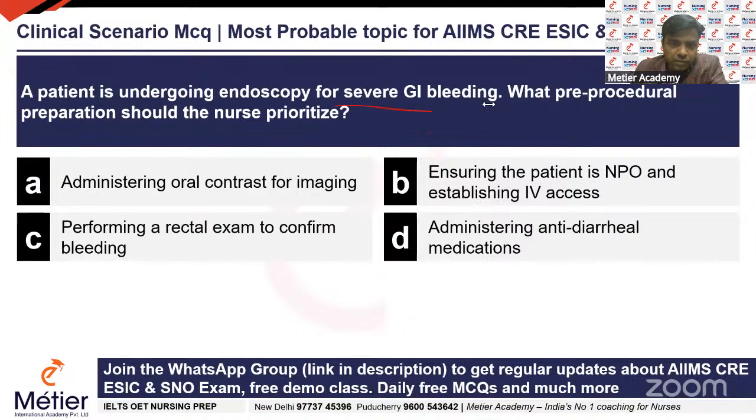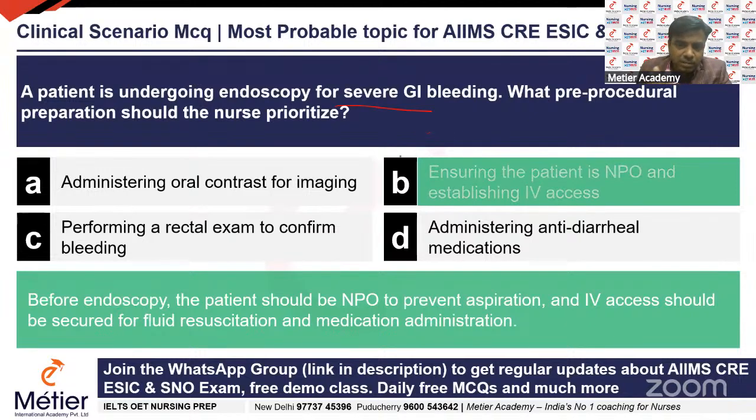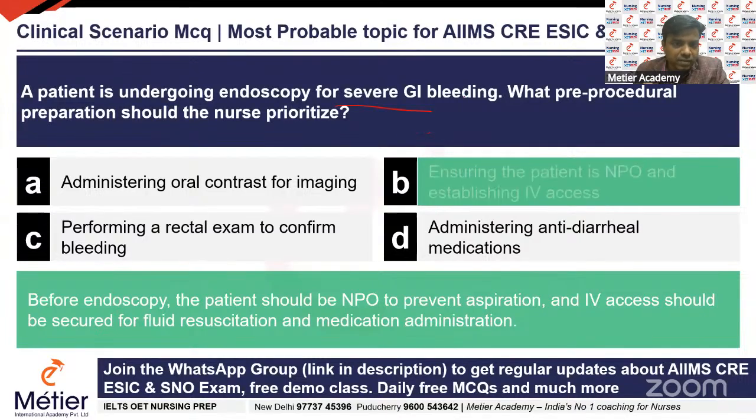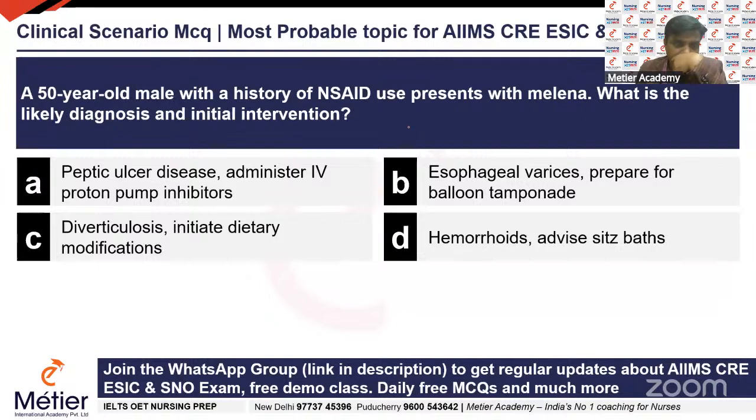Okay, good. So this is a basic question. Basically, no one can make a mistake. That is why I gave a basic question. When you do endoscopy, what do you do? Ensuring the patient is NPO and establishing IV access. Okay. Don't give food, don't give anything unnecessarily because the patient is being prepared for endoscopy. So the patient is NPO plus establishing IV access.